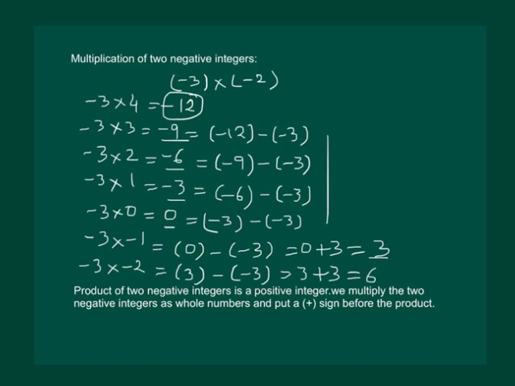Hence we can say that product of two negative integers is a positive integer. We multiply the two negative integers as whole numbers and put a positive sign before the product. That would mean if we have minus 4 into minus 5, we multiply 4 into 5, that is 20, and put a positive sign.